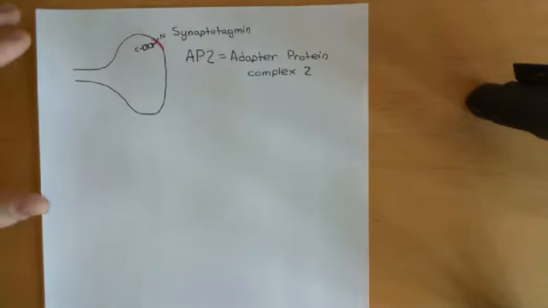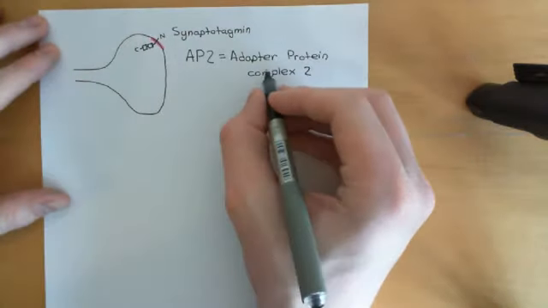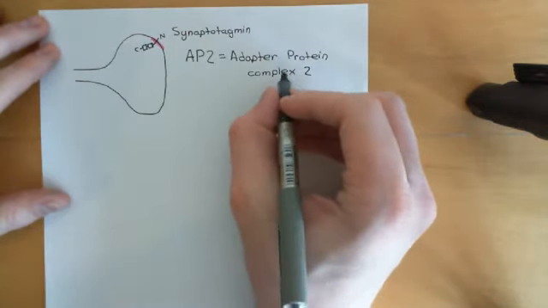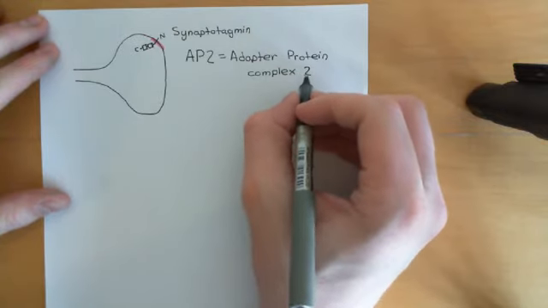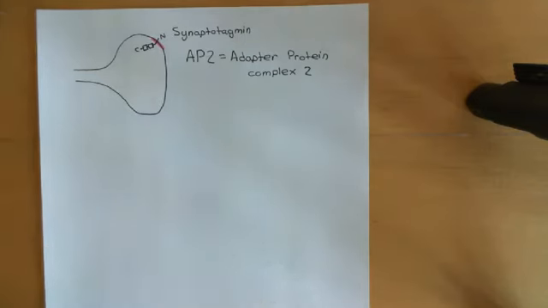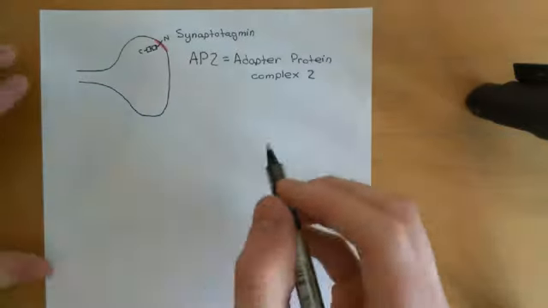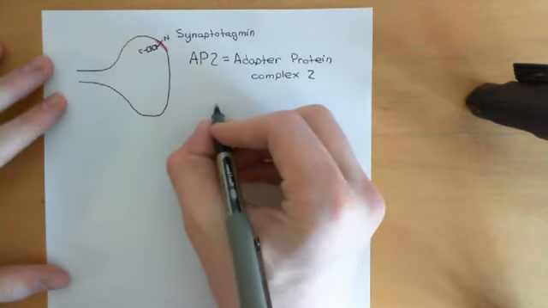So let's have a look at the structure then of the adapter protein complex 2. And I should just say that there are other adapter protein complexes. So for instance, there's the adapter protein complex 1, the adapter protein complex 3, even the adapter protein complex 4. Okay, it's specifically the adapter protein complex 2 that's believed to be very important in Clathrin-mediated endocytosis in the synaptic vesicles. Okay, right, so let me now show you the structure of the adapter protein complex 2.